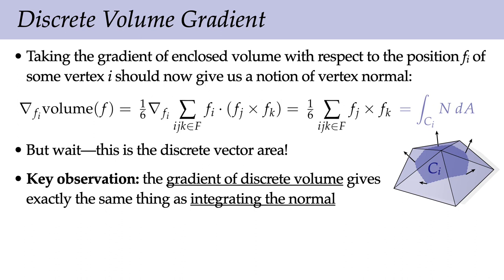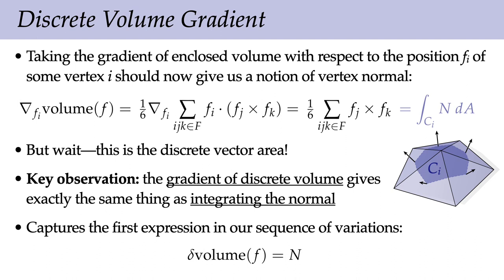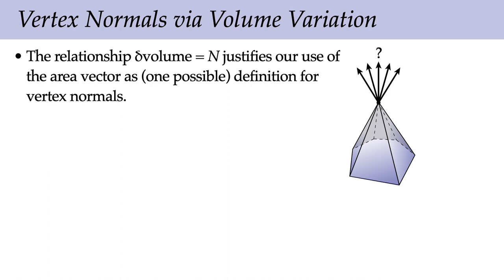The different pieces of our puzzle start to fit together, and we have a discrete analog of the first expression in our sequence of variations. Right? The derivative of volume is in the normal direction. The relationship derivative of volume equals normal justifies, again, the use of the area vector as one possible definition for our vertex normals.